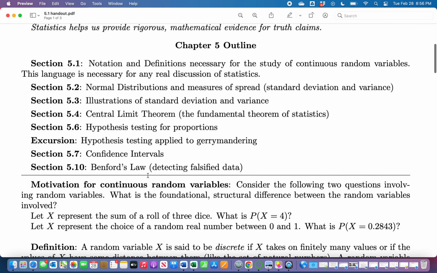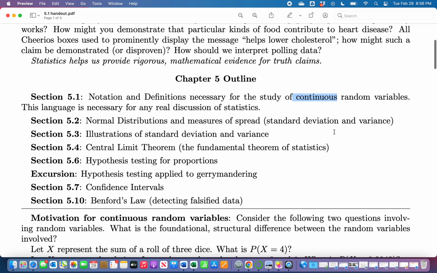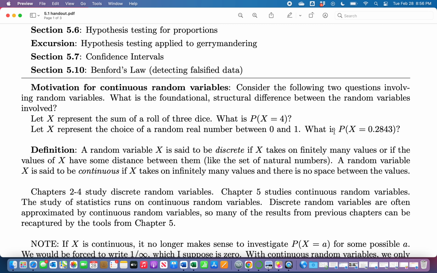Okay, now today we're talking about continuous random variables and probabilities of those. To motivate what a continuous random variable is, here are two different random variables with probability questions. So x is the sum of a roll of 3 dice. I could ask you, what's the probability of getting a sum of 4? This other x is the choice of a random number between 0 and 1, any real number. 0.0385923, whatever, right? Any number like that.